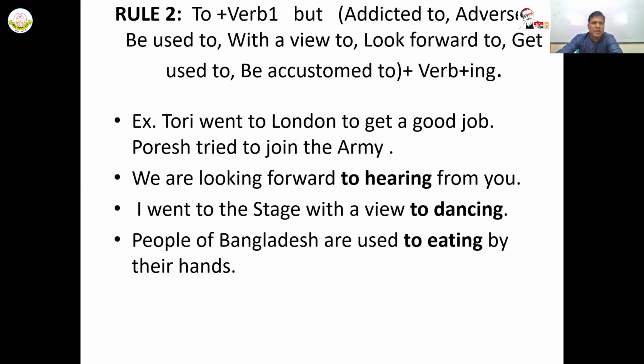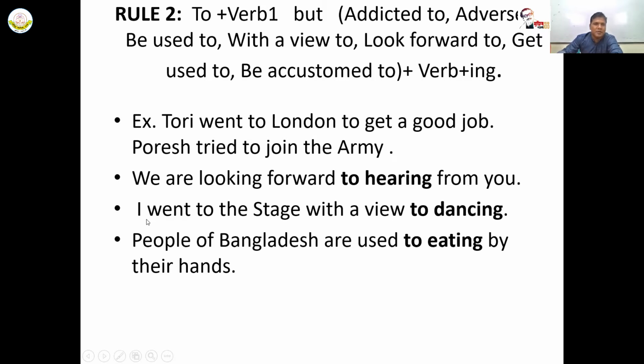If you look at the examples: Tori went to London to get a good job. Here after to comes the base form get. Another example: Forrest tried to join the army. After to there is the base form of join. But there is a similar to in the third sentence: we are looking forward to hearing from you. Here is the to, but the verb takes the ing form.